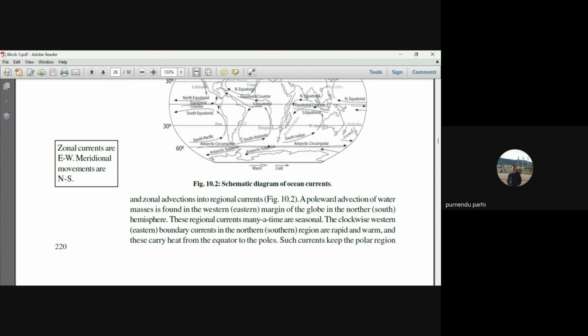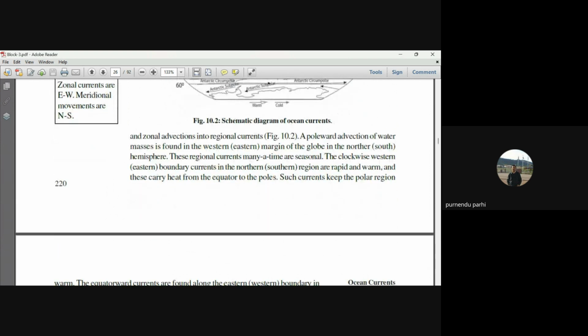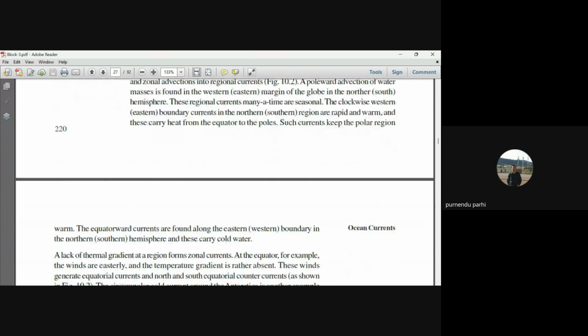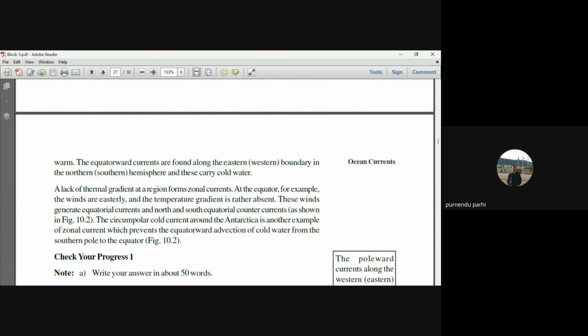A poleward advection of water mass is found in the western margin of the globe in the northern hemisphere. These regional currents, many a time, are seasonal. The clockwise western boundary currents in the northern region are rapid and warm, and these carry heat from the equator to the pole. Such currents keep the polar regions warm. The equatorward currents are found along the eastern boundary in the northern hemisphere, and these carry cold water.